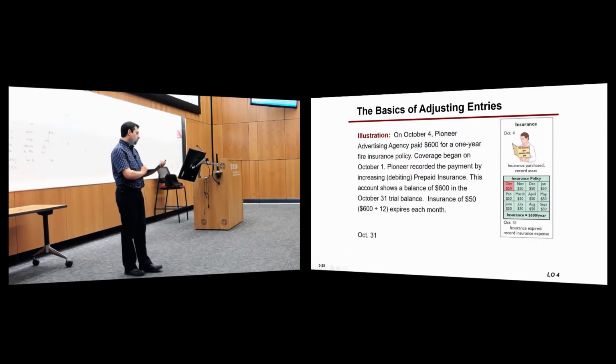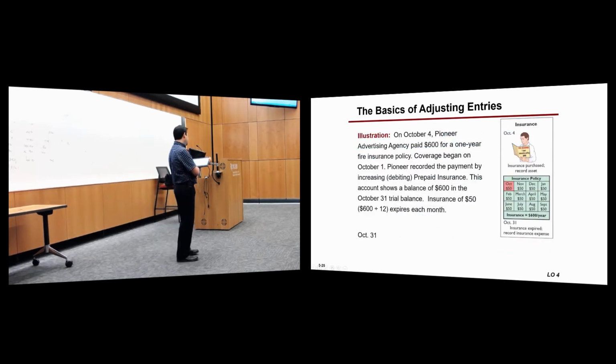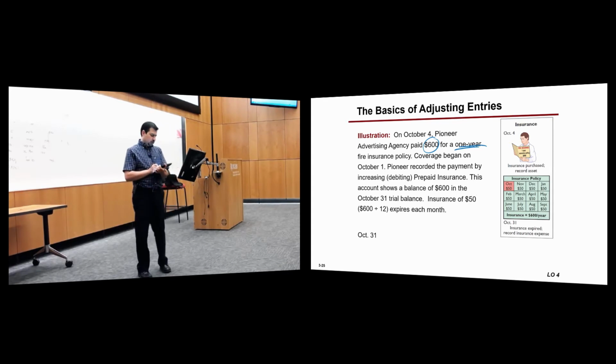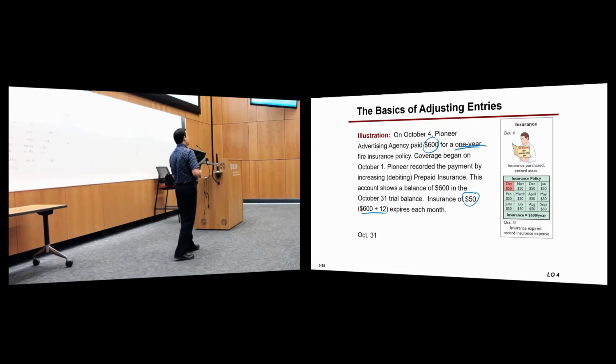On October 4th, Pioneer Advertising Agency paid $600 for a 1 year insurance policy. In this case, you know that it's for 1 year, $600. So every month it will expire by $50, right? 600 divided by 12. So according to the trial balance, on October 31st, the trial balance will show that the company has $600 in insurance policy.